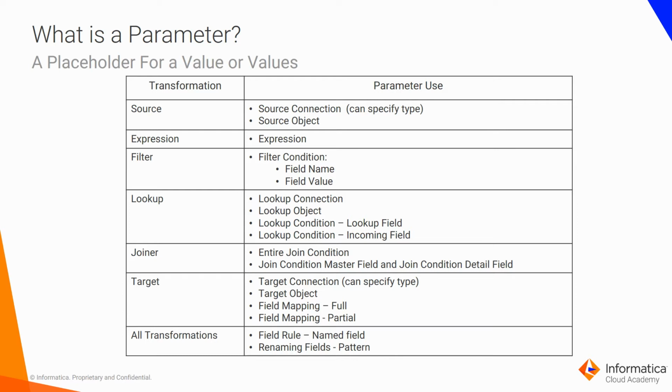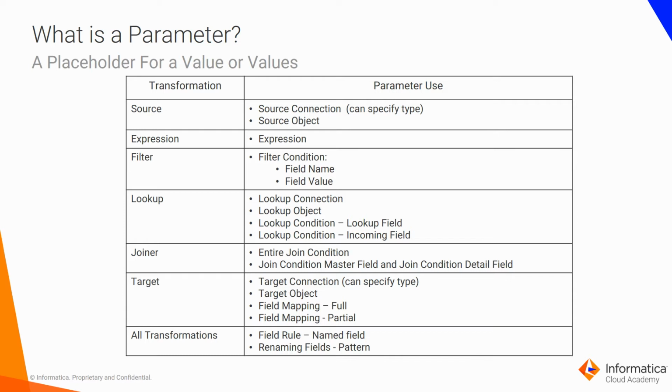For the expression transformation, you can parameterize the entire expression. In the task, you can specify the expression. For the filter transformation, you can parameterize the filter condition, including the field name and field value. In the task, you select the incoming field to use, as well as specify the value. For the lookup transformation, you can parameterize the lookup connection.